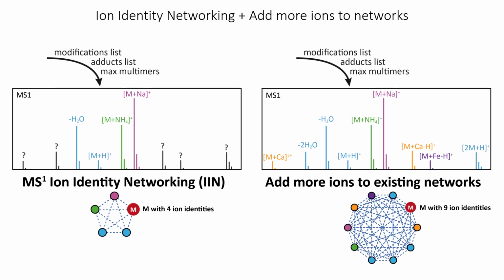And this is the reason why we have split it into two separate modules. So you can either just run ion identity networking and stick with the best ions, stick with the most probable ions, or you can start adding more and more ions, more multimers and in-source fragments to existing networks without coming into problems with creating bad networks with weird adducts.